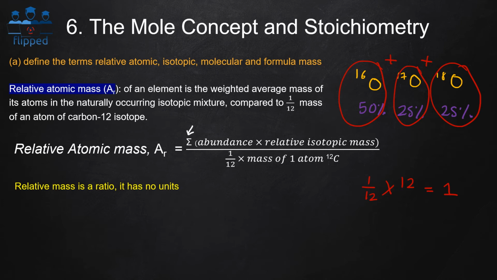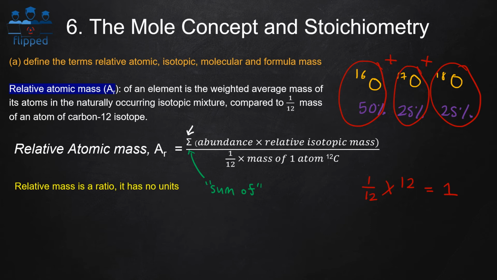This sign is actually called a sigma. This is a sum of everything. Maybe I just write it down for you. This guy is a sum of everything: the sum of 16O plus the sum of 17O plus the sum of 18O. The whole thing gives me this top portion here, the numerator.